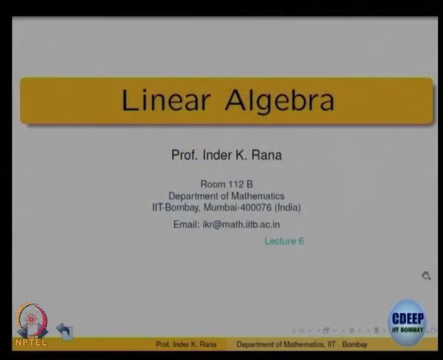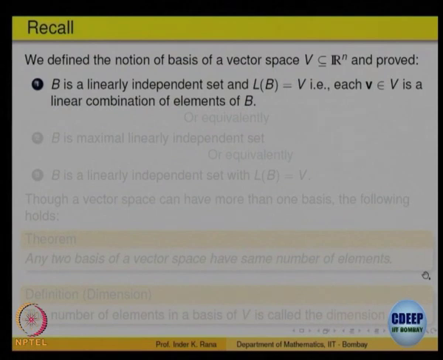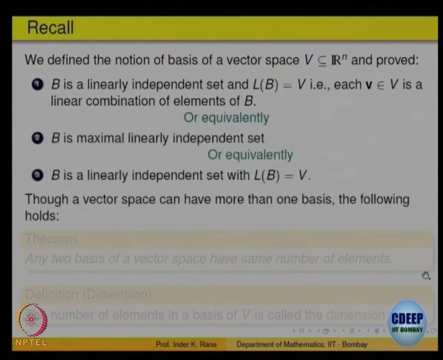Okay, so welcome to today's lecture. We will start by recalling what we had done earlier. We defined the notion of a basis of a vector space V in R n and proved the following facts about the basis. B is a linearly independent set and generates V. That means every vector in V is a linear combination of elements of B, and it is a linearly independent set, or equivalently B is a maximal linearly independent set.